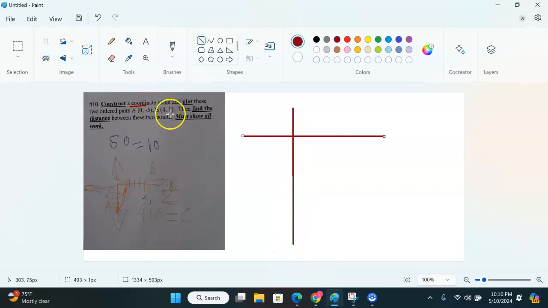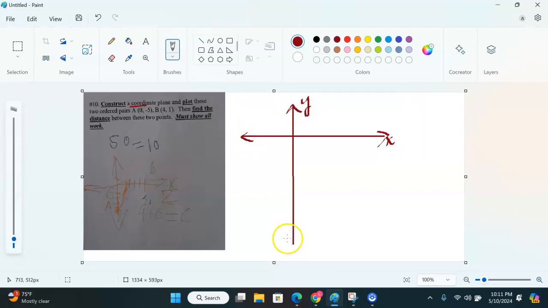And then point B is 4, 1. So the x is going to be up to 4. Go to the right 4 units. So this is why I placed my x-axis further up instead of right in the middle. Okay, don't forget to always put the name of each of the axes: the x-axis, that's the horizontal, and the y-axis, which is the vertical.